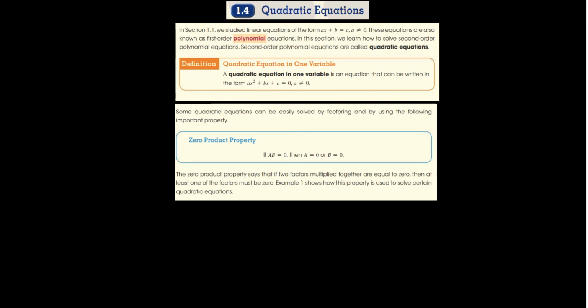Now, it is simply a times b is equal to 0. There's nothing wrong with that, okay? But it does also extend to the fact that if a times b times c times d is equal to 0, then we can set a equals 0, b equals 0, c equals 0, d equals 0. And we'll see that, maybe not today, but we will see it in a later form.